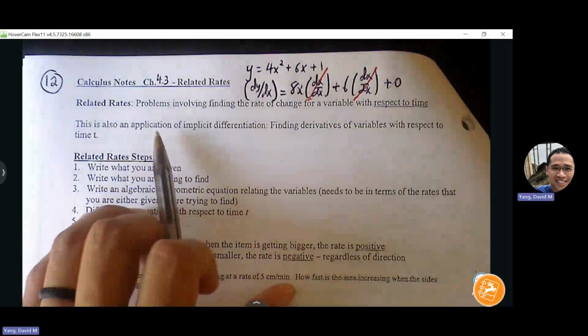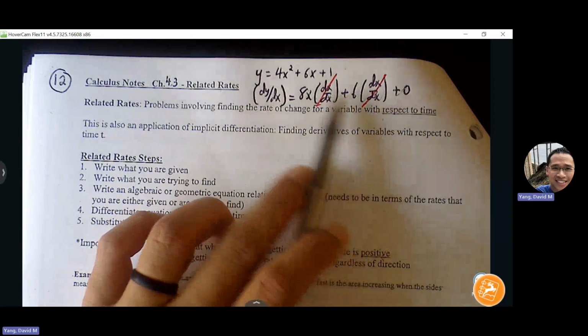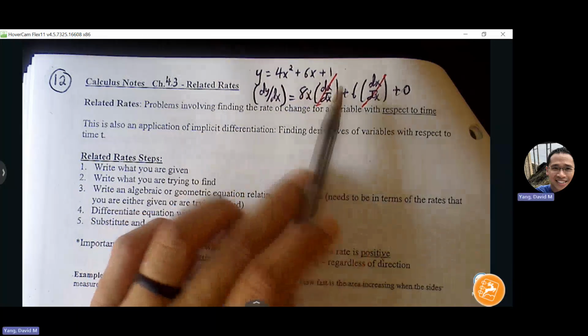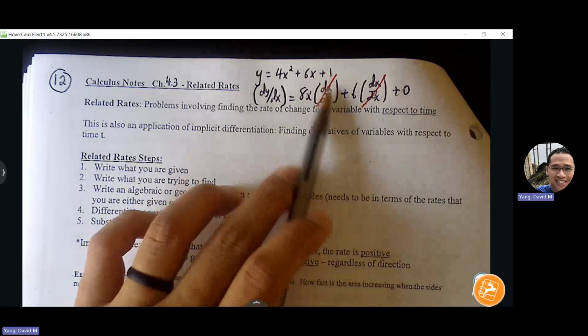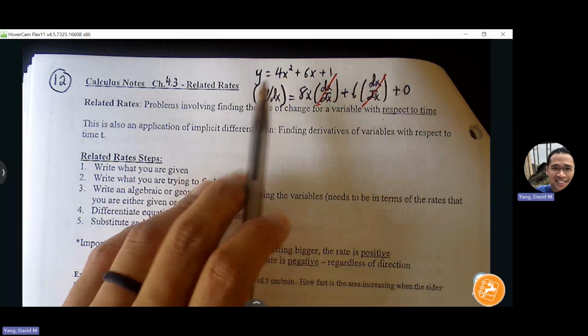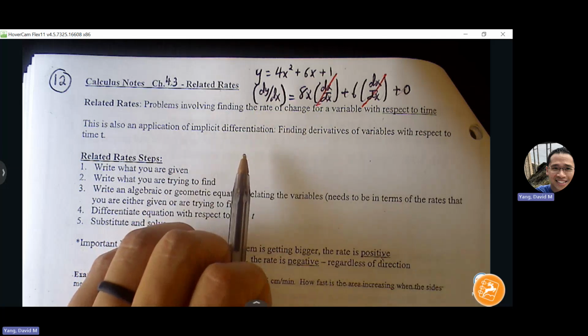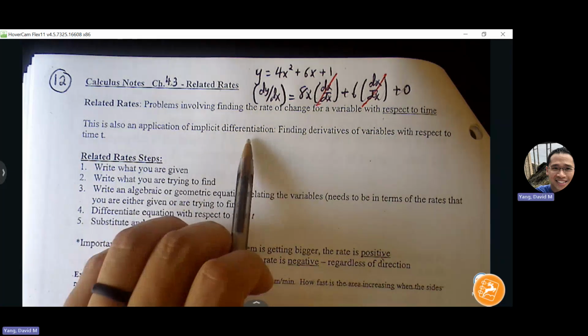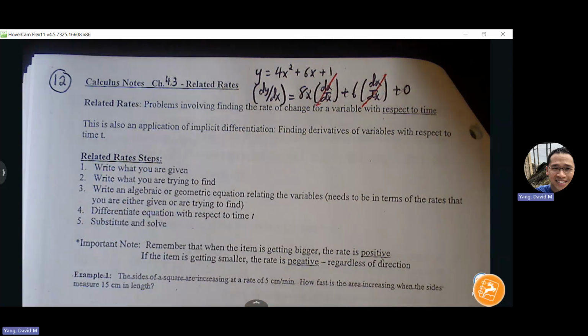But now we are still finding the derivative, but it's with respect to time. Now, because we're still dealing with x's and y's, all of these variables will remain. So these will become dx over dt, dx over dt, and dy over dt. So we still go through the same process kind of implicitly, but then instead of attaching a d over dx, dy over dx for the y variable, we're attaching a d over dt for every x and y variable, or any other variable that shows up. So again, this is an application of implicit differentiation, finding the derivative of a variable with respect to time.